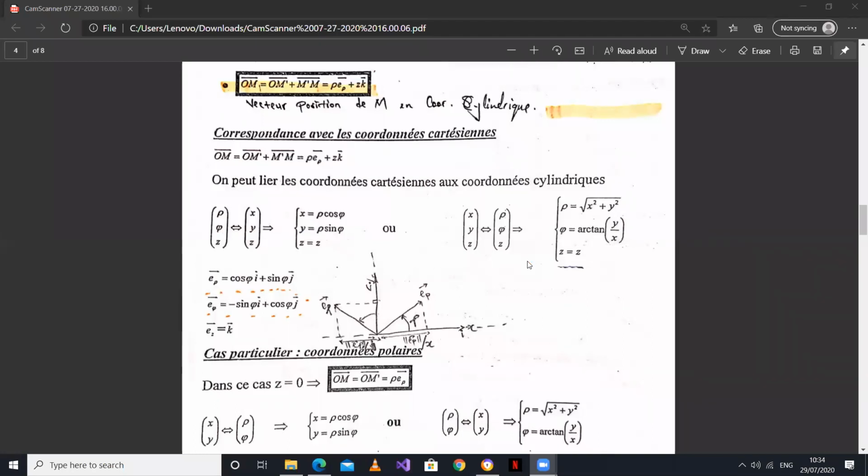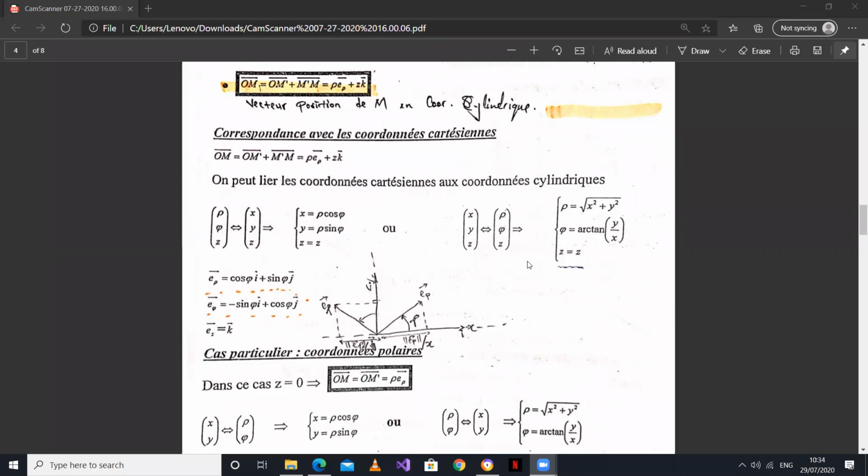The correspondence: when we say rho, what is it equal to in the Cartesian system? When we say phi, how can we calculate phi in the Cartesian system? Z, what's Z in the Cartesian system? And vice versa. When we're in the Cartesian system, we have X. What's X equal to in the cylindrical coordinate system? What's Y equal to in the cylindrical system? And what's Z equal to in the cylindrical system? This is the part we look at.